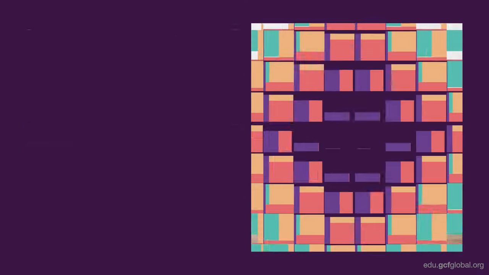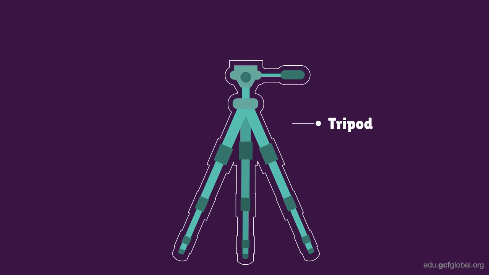When using a slower shutter speed, try to use a camera tripod in order to keep the camera as still as possible, because any additional movement of the camera will only add to the blurriness of the picture.